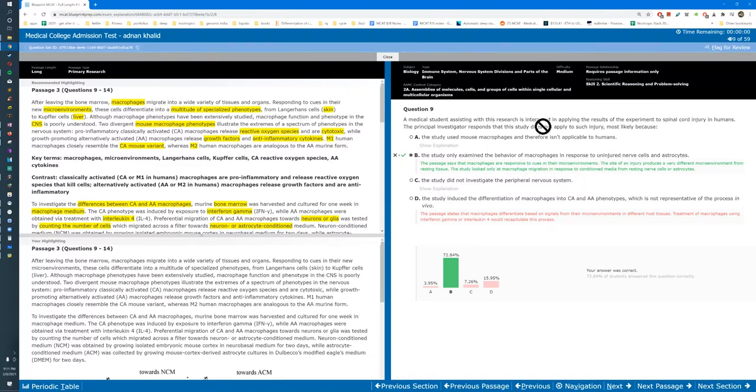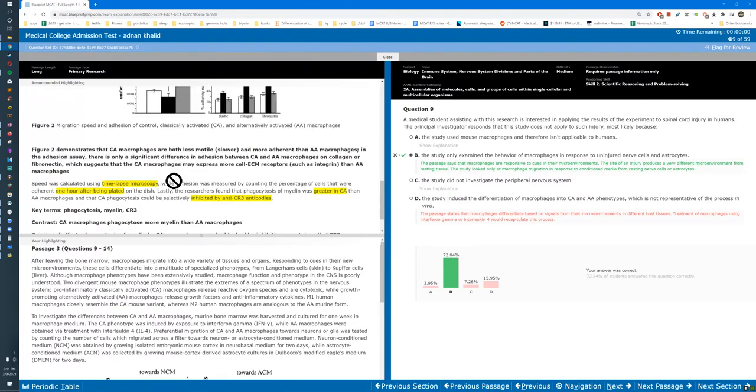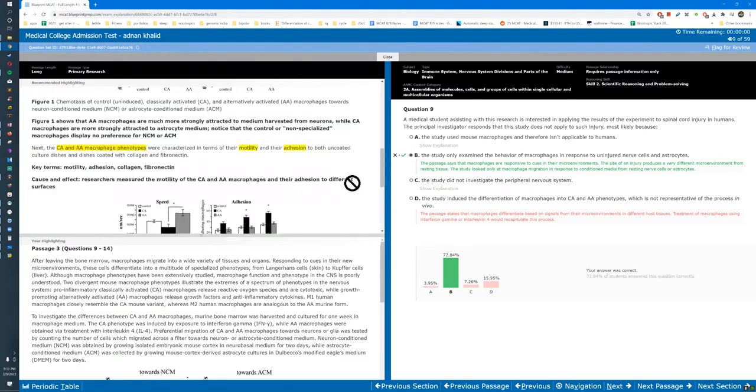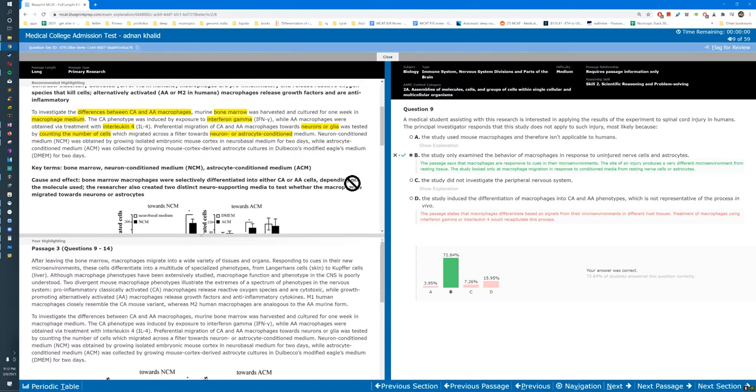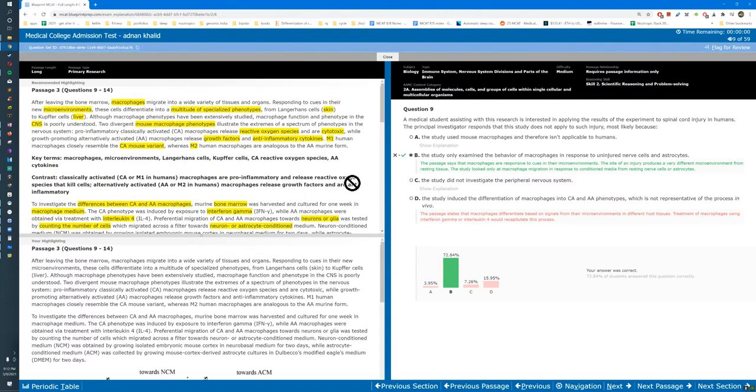Okay, so they're basically talking about this entire experiment, and they don't talk about any experiments being done on, like, injured nerve cells. And it says in the question stem, this random medical student wants to apply the results to spinal cord injury in humans. But you can't do that because the study only did it in response to uninjured ones. Yeah.